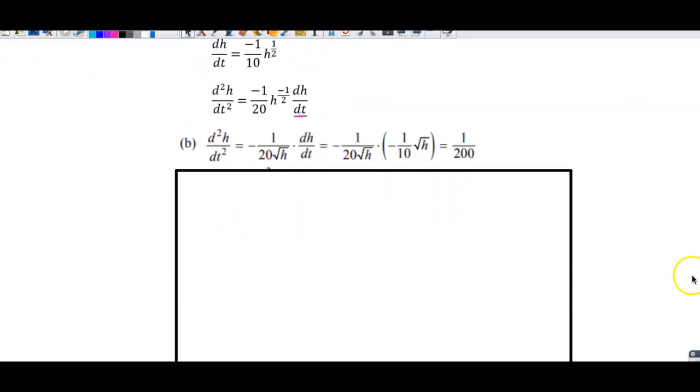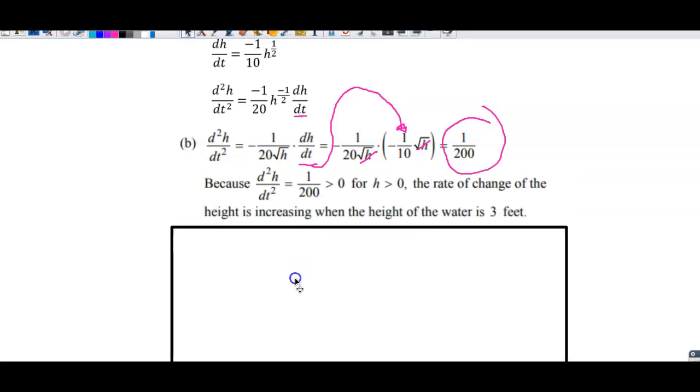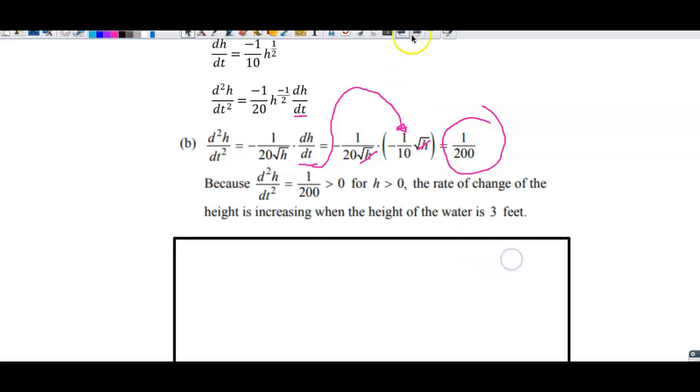I can move the h to the negative 1/2 power to the denominator and make that square root of h. I can substitute, I know what dh dt is, remember from the given, so I'm going to substitute that in place of dh dt. And then when I simplify, the square root of h's divide out, and a negative times a negative is a positive, and that's really all I needed to know. So I can now say that because the second derivative is positive, the rate of change of height, dh dt, is increasing when the height of the water is 3.